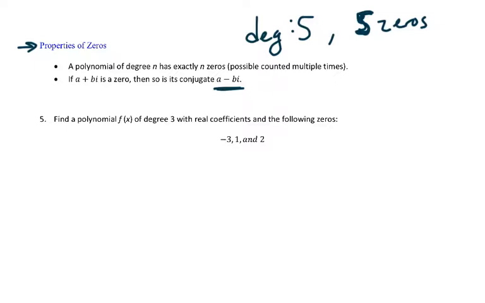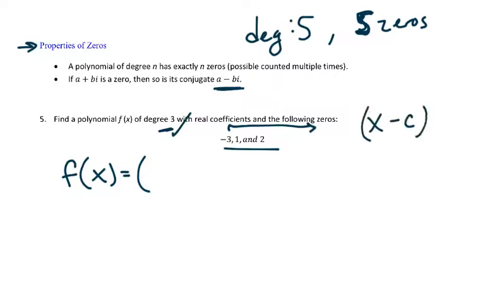So when you're asked to find a polynomial f of x of degree 3 with real coefficients and the following zeros, and they give you the zeros -3, 1, and 2, it has 3 zeros, so that matches our degree. We've met the first property. To write the actual polynomial, we would say f of x equals, and then we would take each of these and write them as their factors. Now remember, when you write a zero as the actual factor from the polynomial, these are our c values. So when I have x minus -3, that would actually be written as x plus 3.